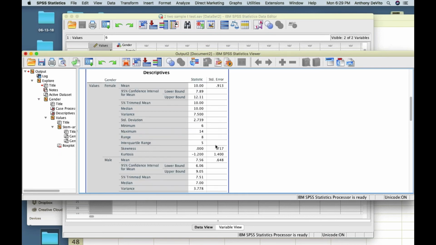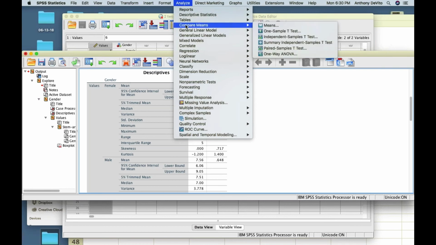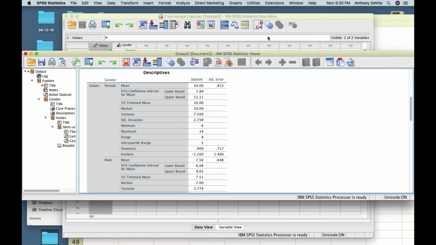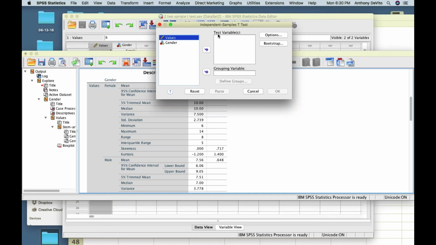It's 10 and 7.56, the two means. It does seem like there is some difference there. Let's take a look at this. Analyze. Now I'm going to compare means. This time it's an independent samples t-test. Two different samples. Okay, the test variable is going to be the value, the score. And then the grouping variable is going to break it up into two groups, male and female.